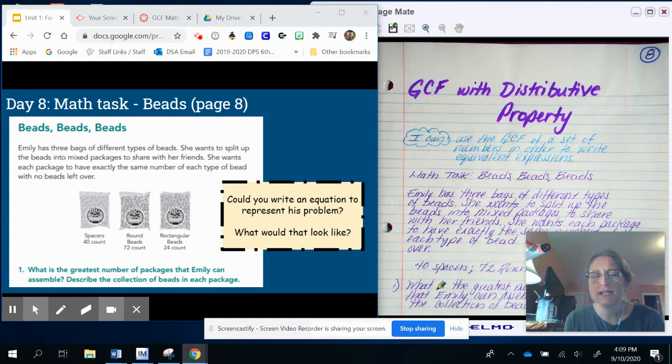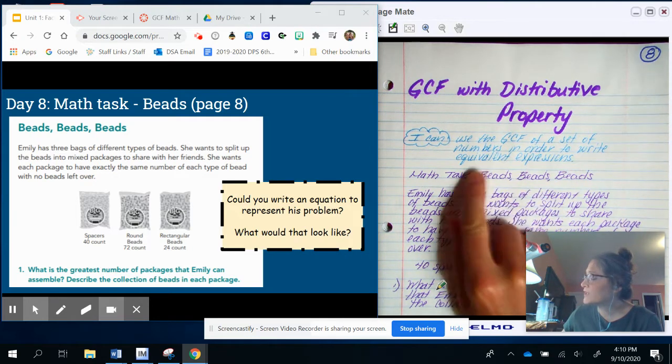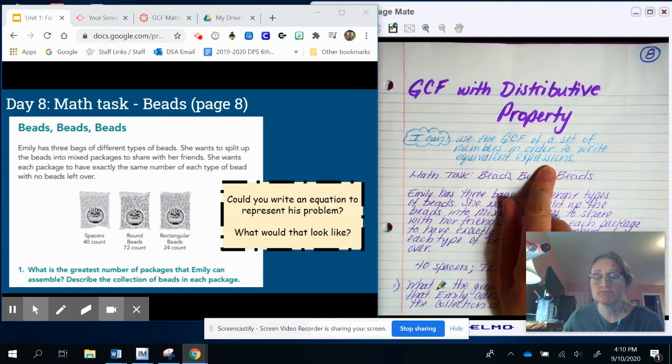So first you're going to attack how many packages Emily can create. But then we're going to take it to the next level, which is a bit more algebraic. Could you write an equation to represent this problem? And what would that look like? So on page 8, I've titled our new page, GCF with Distributive Property. I can use the GCF of a set of numbers in order to write equivalent expressions.